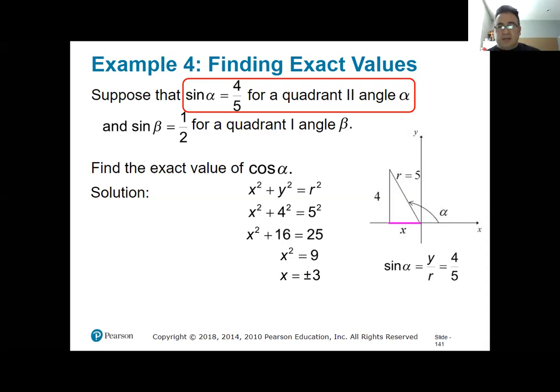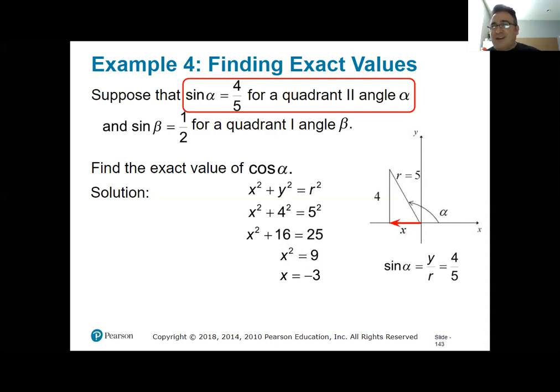But since we are in quadrant 2, x is going in which direction? Towards the left, so that means it's negative. Good, Sarah. So my answer is negative 3, right? Yes. No. Oh, wow.